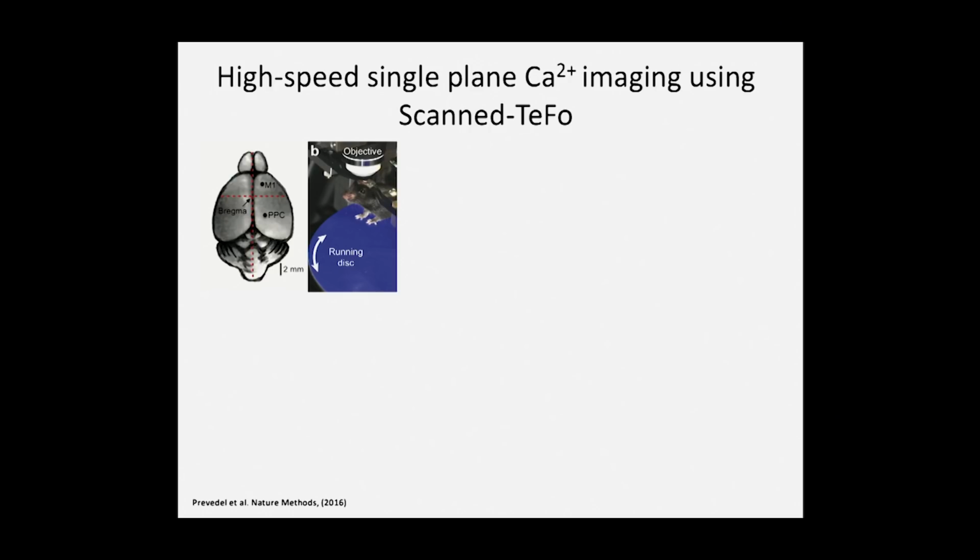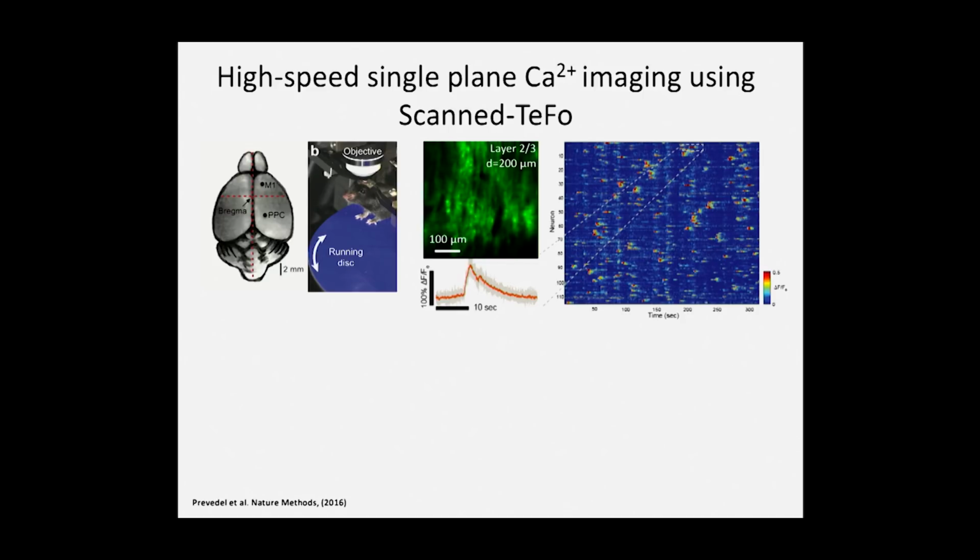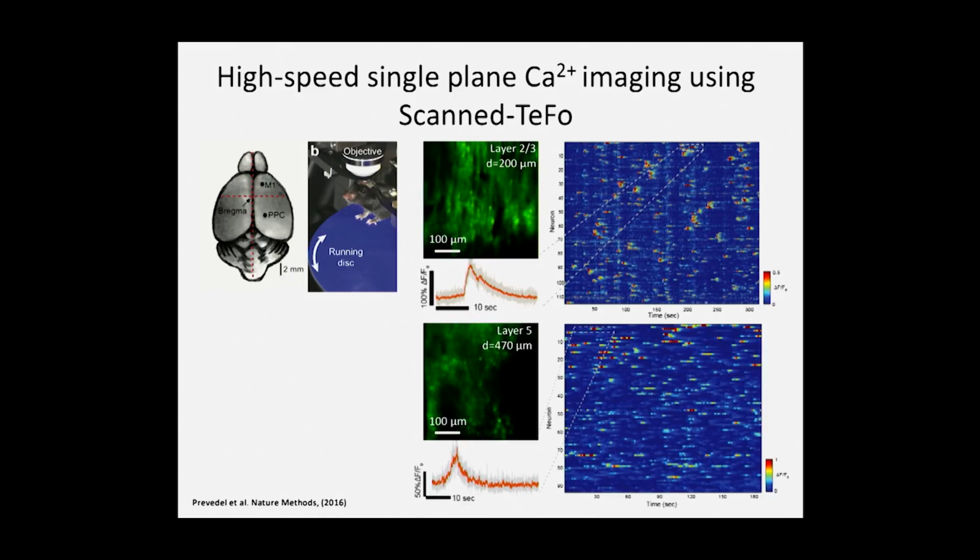Next, we were interested in recording activity in vivo in the mouse brain. So we used mice where we expressed GCaMP in the motor cortical areas and in the PPC while they were awake and running. With this, we can now go deep and look at the layer 2-3 neurons and record from them, as you can see here, at about 200 microns depth, from about 110 neurons or so. We can go also deeper to layer 5 neurons at about 470 microns and record from a similar number of neurons.